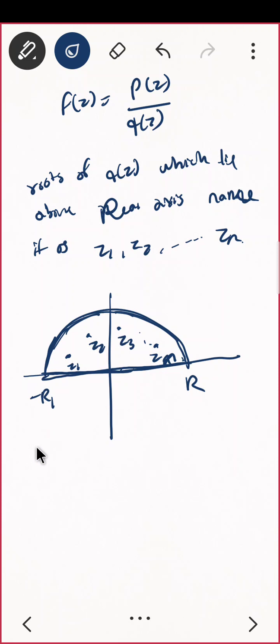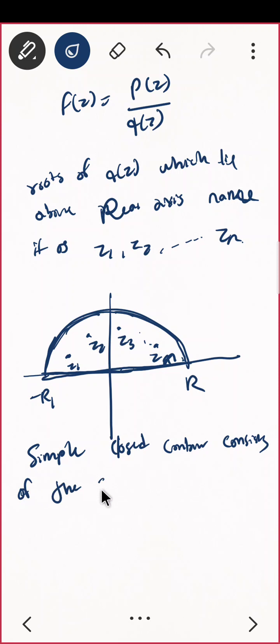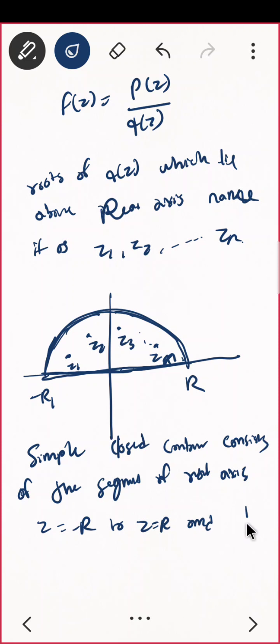You can say a simple closed contour consists of the segment of the real axis, that is z equal to minus r to z equal to r, and the top half of the circle mod z equal to r. So this is my contour.